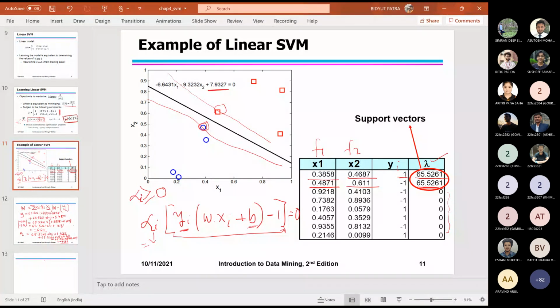How do you compute the b value from here? So b is equal to 1 minus yi w into xi. Am I correct? So 1 minus w into xi into yi. So this is b. Now we have to compute the value of b.